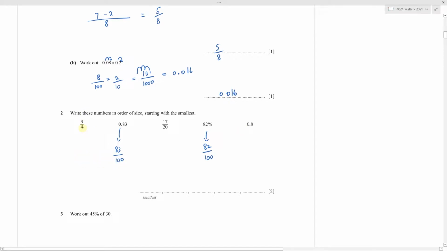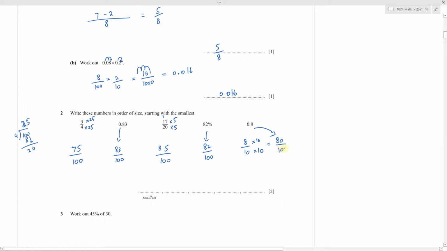To make the denominator 100 here, 100 divided by 4 is 25, right? 4 times 2 is 8, 2 remainder 20. So this is 25. So I have to multiply by 25 in the numerator, and in the denominator I will get 75 over 100. Here 20 times 5 is 100, and I have to multiply by 5 in the numerator. 7 times 5 is 35, 3 carry, 5 times 1 plus 3, 85 over 100. And 0.8 is 8 over 10, and then I multiply by 10 in the numerator and the denominator. So I will get 80 over 100.